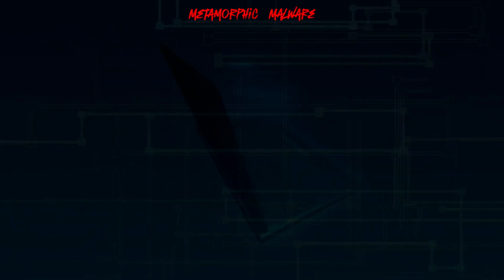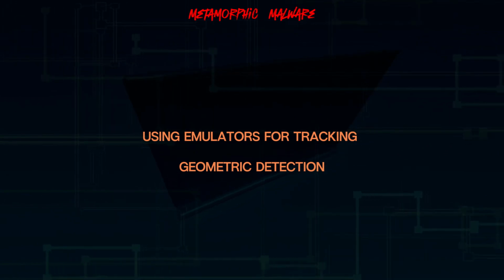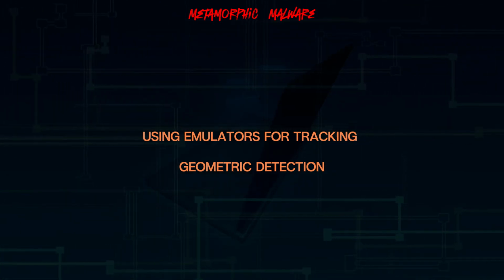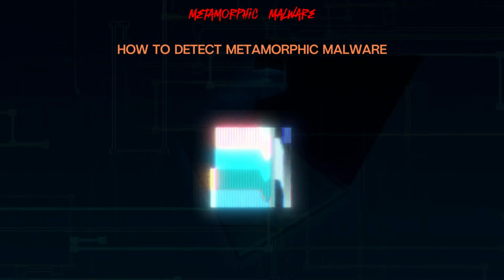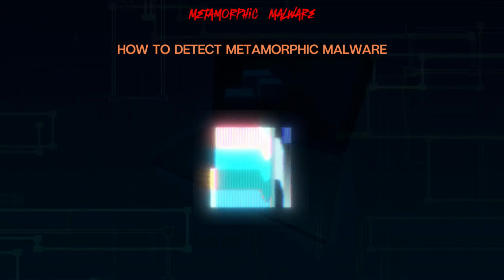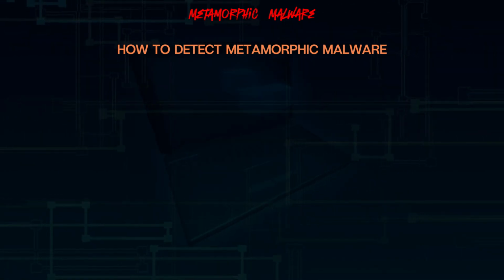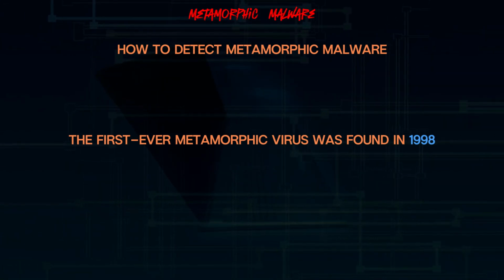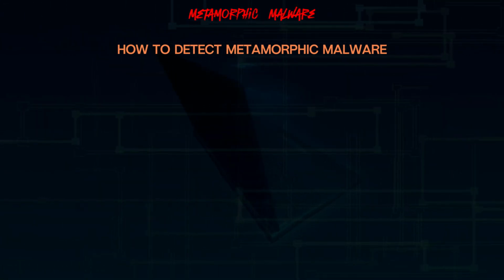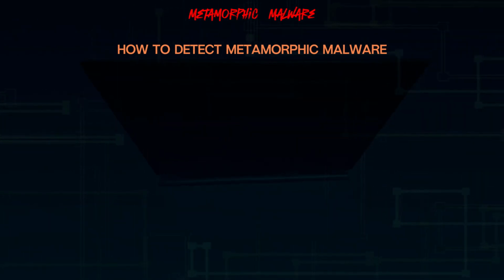There are two methods to detect metamorphic viruses, using emulators for tracking and geometric detection. Let's see how to detect metamorphic malware. Sounds scary that there is malware that can change its entire code once it's inside the victim's system and stay undetected. Even though the first ever metamorphic virus was found in 1998. Some interesting samples keep spreading in the wild right now and infecting everything from Windows devices to Bayer's radiology machines.